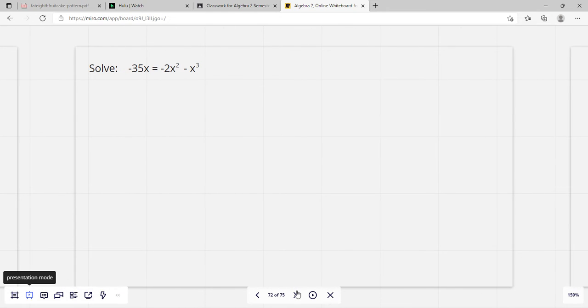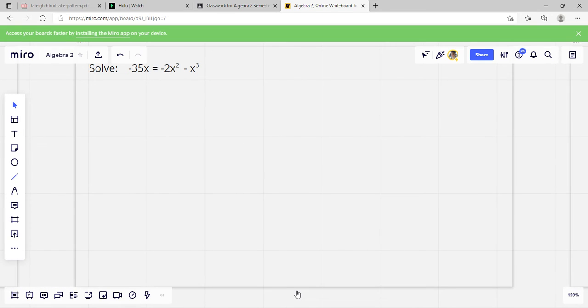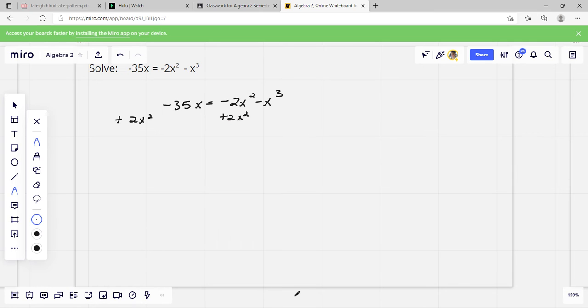Alright, so first thing we're going to do is rearrange this. So I've got negative 35x equals negative 2x squared minus x to the third. I am going to move both of these terms over. So I'm going to say plus 2x squared and plus x to the third.